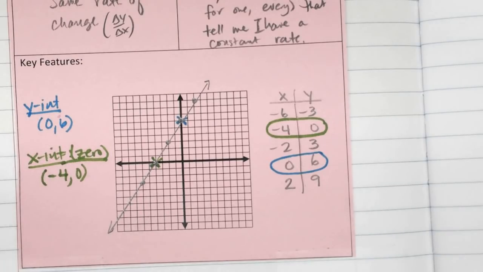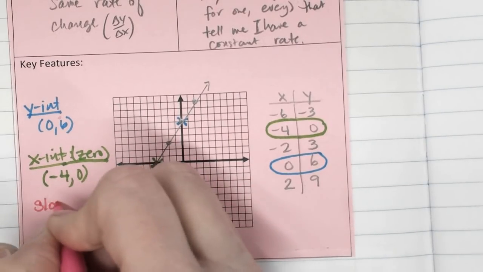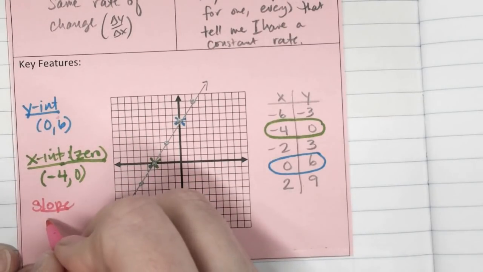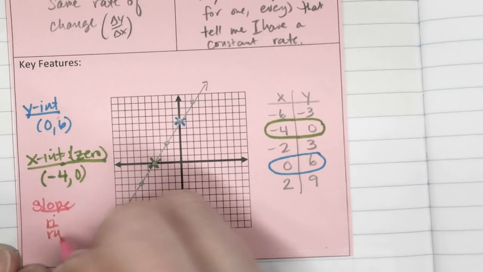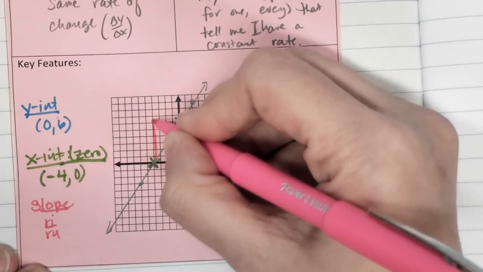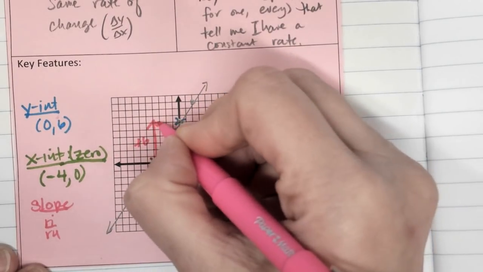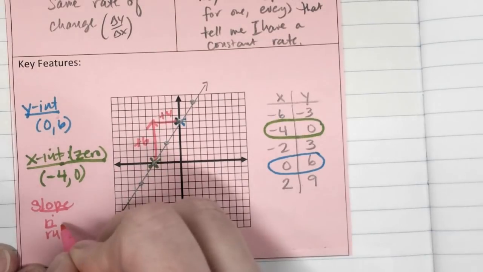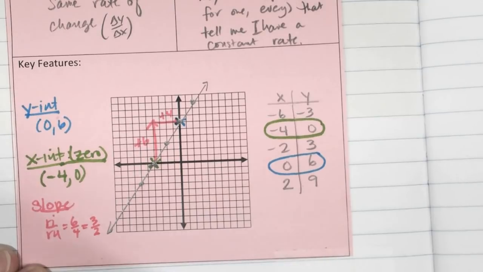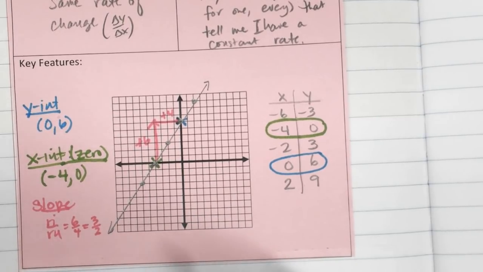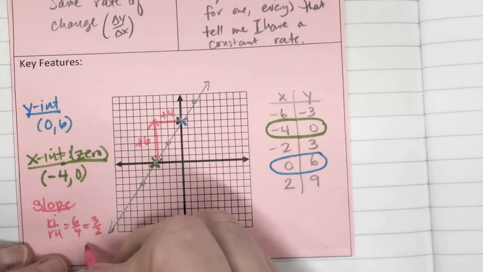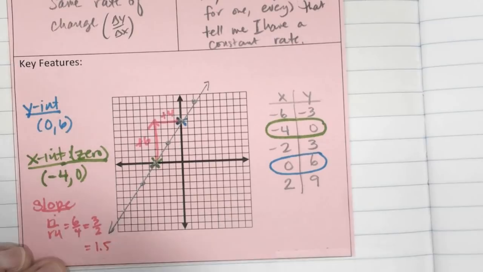So the last key feature that we're looking for is our slope. Okay, so the slope is my rise over run. So I'm going to rise 1, 2, 3, 4, 5, 6. I'm going to rise 6. I'm going to run 4, 6 over 4, which reduces to 3 over 2. Now, if you put 6 over 4, it's wrong. If you put 3 over 2, it's right. I know that sounds crazy. And if you put 1.5, it's right too.